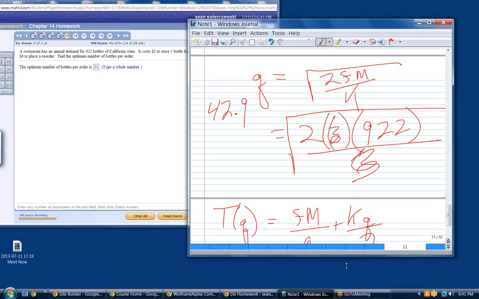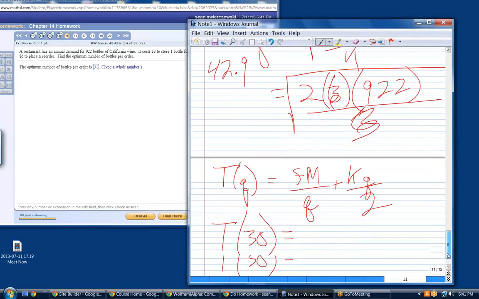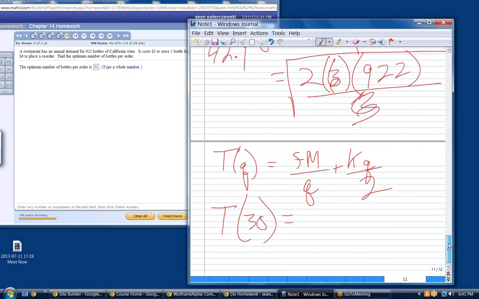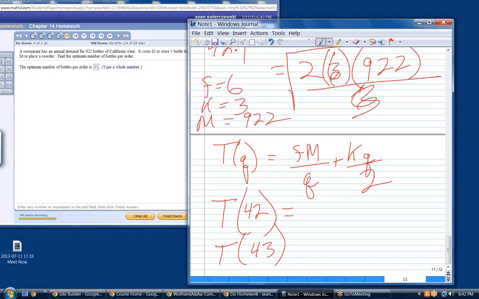Well, are we going to get 2 chances? Because our answer is going to be either 42 or 43. Well, we can figure it out. We've got to plug everything into here. 42.9. So we need T of 42 and we need T of 43. Okay, and here's what we got. We got F equals 6, K equals 3, and M equals 922.